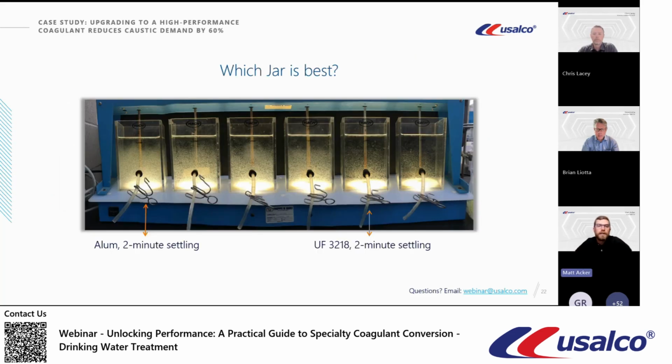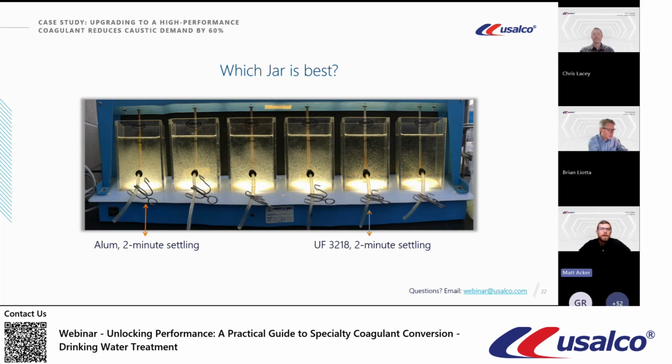So here's a jar test from this facility, where jar 1 is your aluminum sulfate. That was the current product that they were using. And then jars 2 through 6 were variations of different polyaluminum chlorides. This was several visits in, so we had narrowed it down to several different products, starting from our core 30.